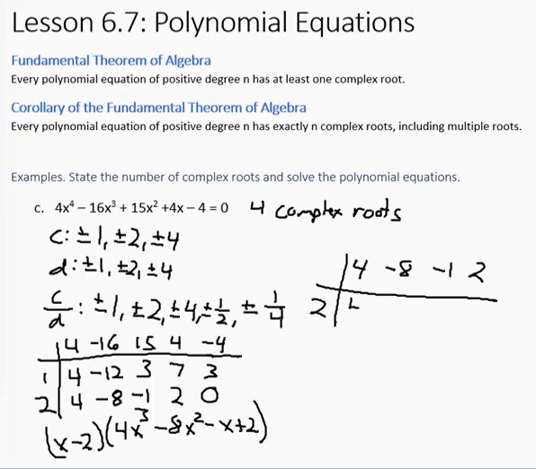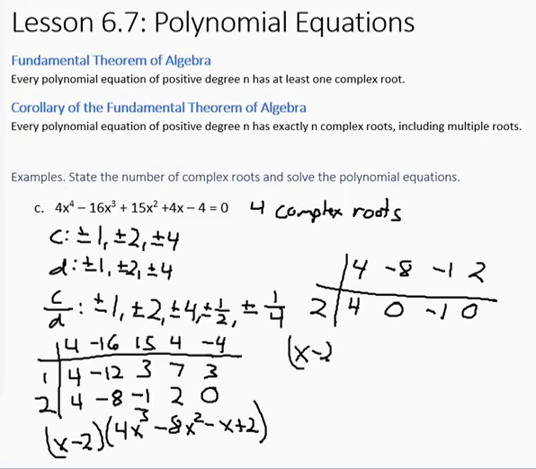Bring down the 4. 2 times 4 is 8. That makes 0. I'm sorry, 2 times 0 plus negative 1 is negative 1. 2 times negative 1 is negative 2 plus 2 is 0. So it actually worked again. I didn't realize that was going to happen, but it did. So now what we have, x minus 2 worked again.